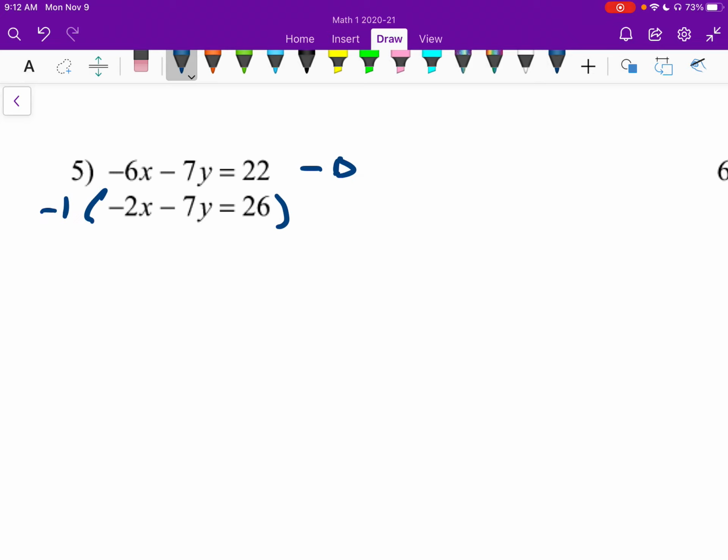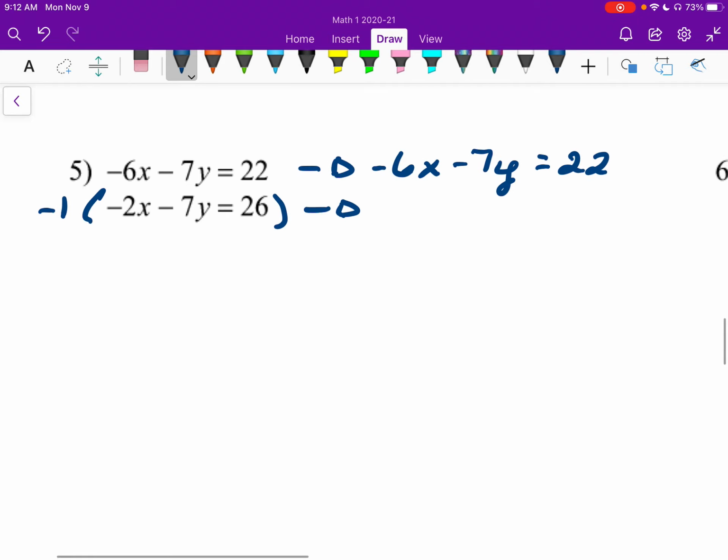So the top one stays the same. Negative 6x minus 7y equals 22. The bottom one will change a little bit. It will be 2x plus 7y equals negative 26. And whenever you're deciding which one to multiply by negative 1, it really doesn't matter. It doesn't change the problem very much at all.